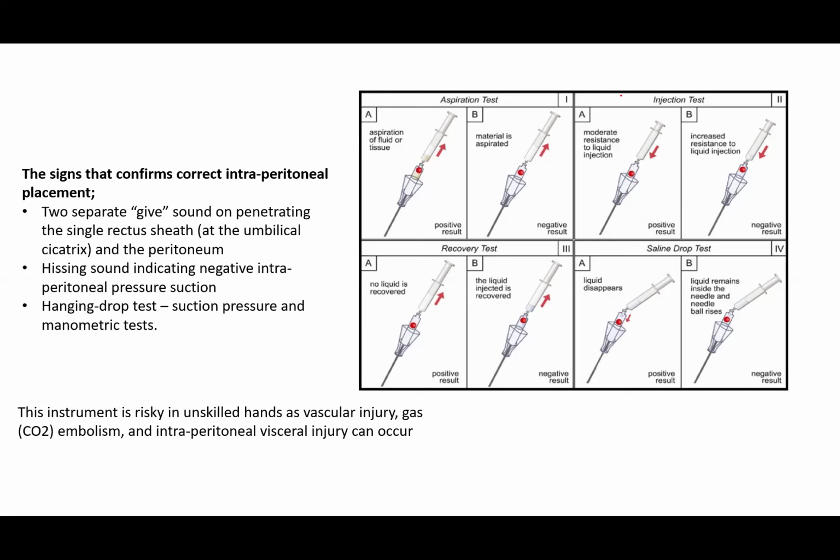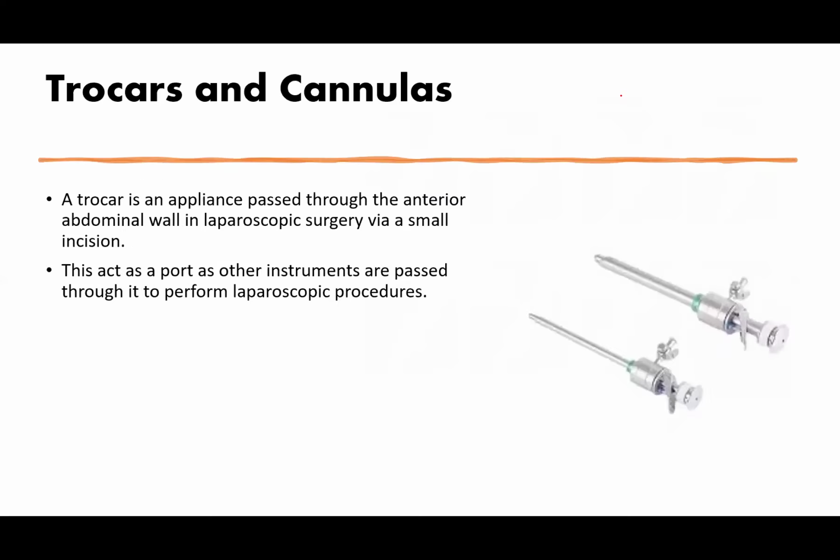But in very good hands, this method is also a very recommended method of access into the peritoneal cavity. Now, that is about the various needles. So we'll talk about trocars and cannulas. A trocar is an appliance passed through the anterior abdominal wall in laparoscopic surgery via a small incision. This acts as a port through which other instruments are passed to perform the laparoscopic procedure.